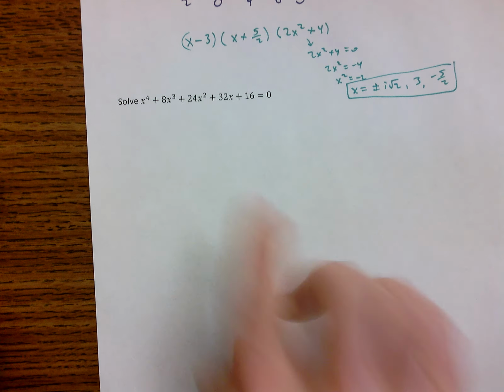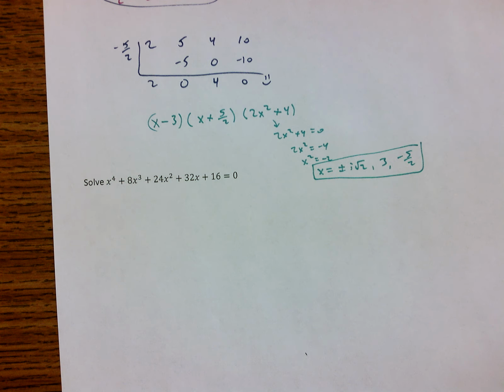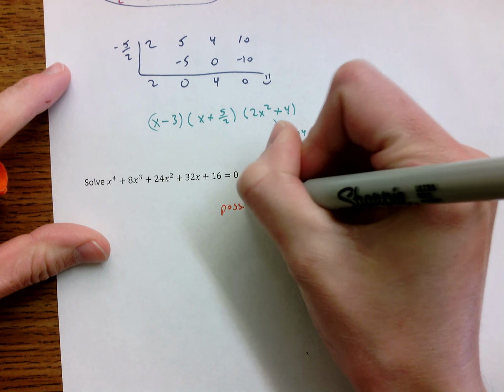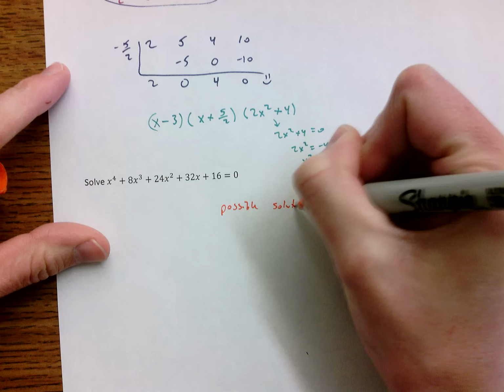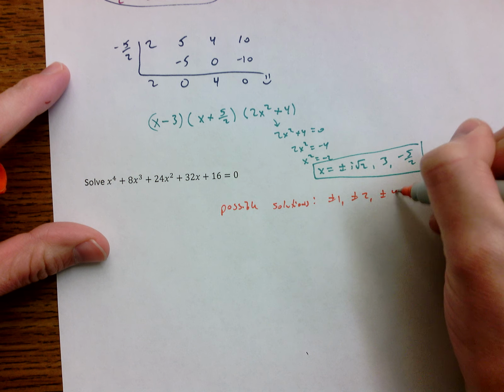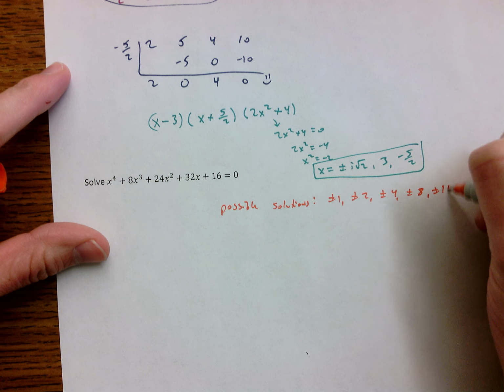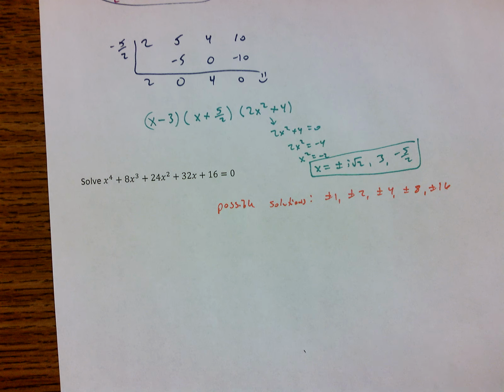All right, one more to run through. So this guy, I know that my possible solutions are going to be factors of 16. So my possible solutions, right, positive or negative 1, positive or negative 2, positive or negative 4, and positive or negative 8, and then 16. Okay, so those are my possible solutions.